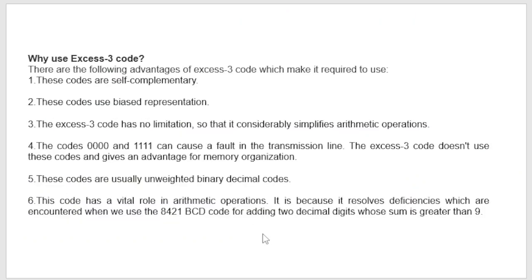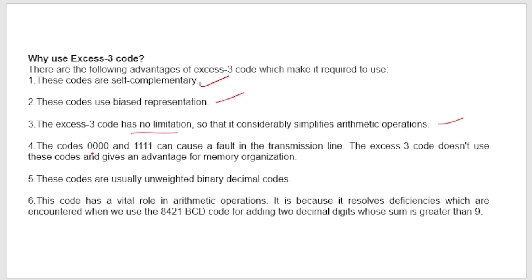Next is why we use the excess-3 code. There are the following advantages, and they are its properties also. It is self-complementary. The code uses a biased representation, with no limitation, and arithmetic operations are simpler.